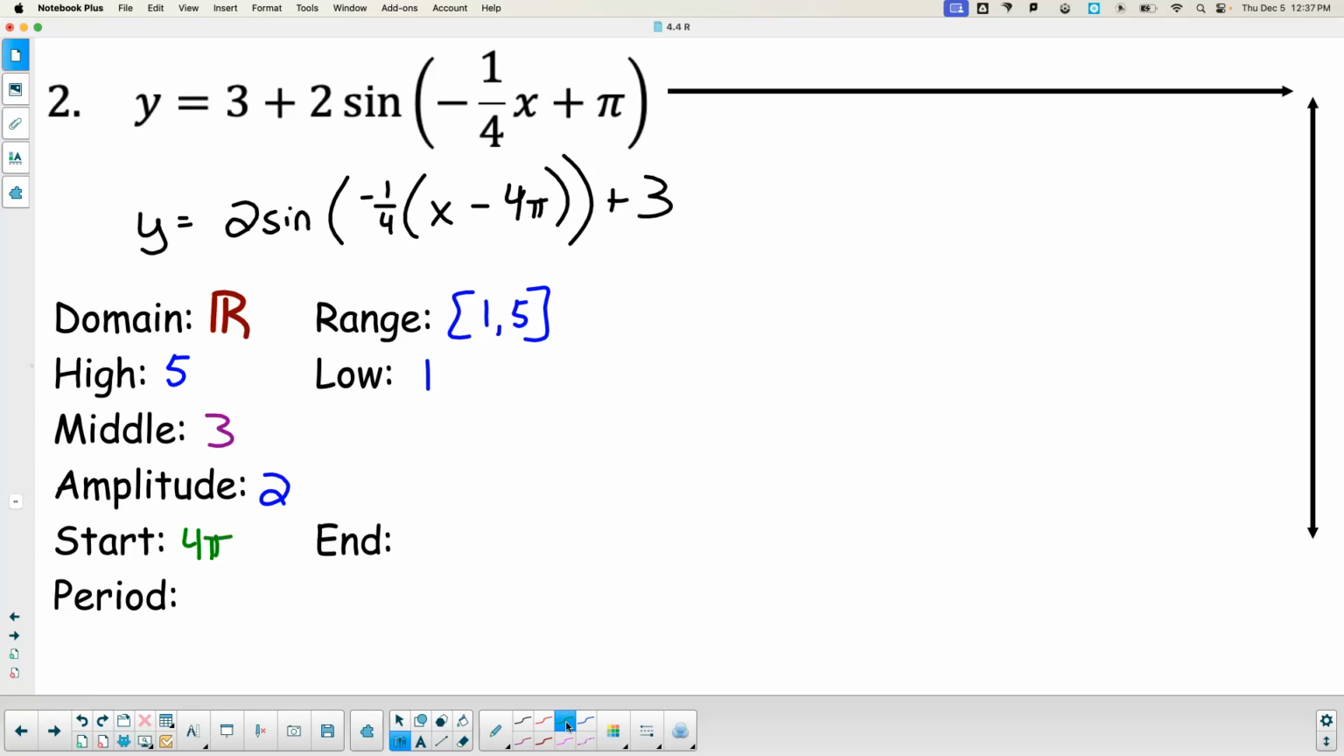Period. 8 pi. Go ahead. What if that 1/4 is negative? Negative times a negative is... Is that what you're asking? Period we said was 8 pi. What is it? 8 pi. 2 pi divided by 1/4. Period is 2 pi divided by 1/4. Keep, change, flip. Okay. So then where's my end? 12 pi, yes.